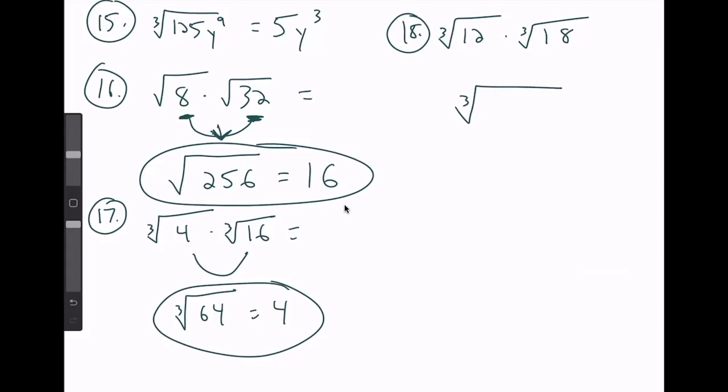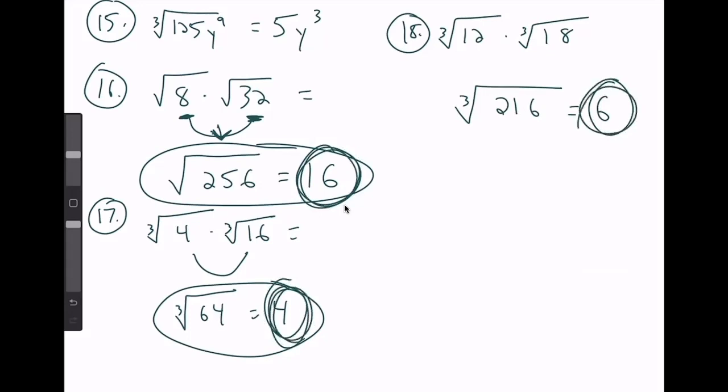12 times 18 gives me 216. And the cube root of 216 is 6. I guess all I needed to circle over here was 16. All I need to circle over here was 4. This is 6.